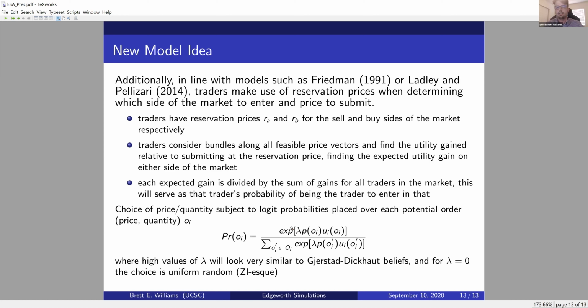Once they're in, they'll apply logit probabilities over each potential order, price and quantity, where the lambda you see here ranges from extremely high values, which will look like the Gjerstad-Dickhaut beliefs, to an extremely low lambda, which will move down to ZI-type behavior.